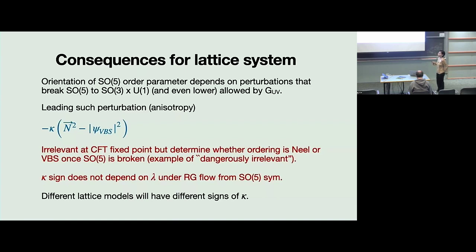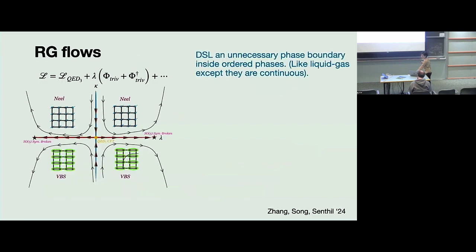However, once we add the monopole, once the monopole fugacity is non-zero, it will become relevant and control the eventual symmetry breaking phase. So this is so-called dangerously irrelevant. And the sign of the anisotropy doesn't depend on the tuning parameter lambda due to the SO5 symmetry. As shown here, this is a phase diagram in terms of the tuning parameter lambda and the anisotropy kappa.